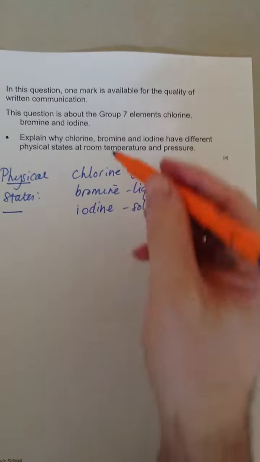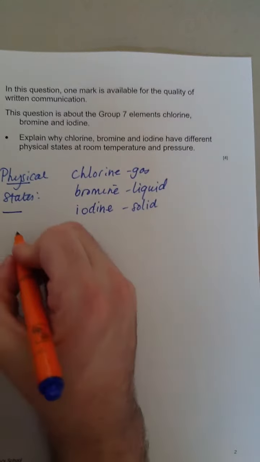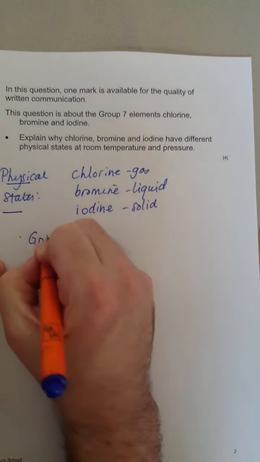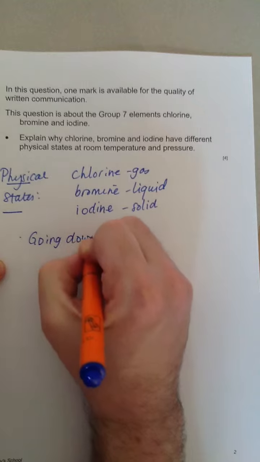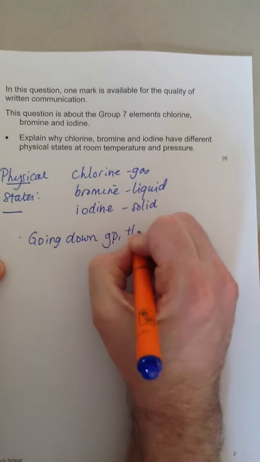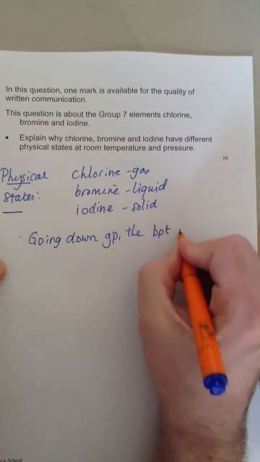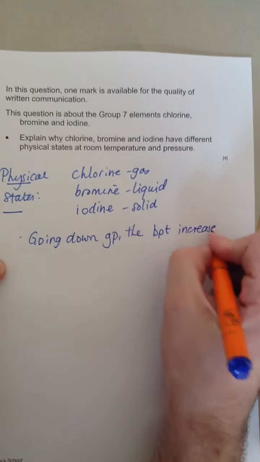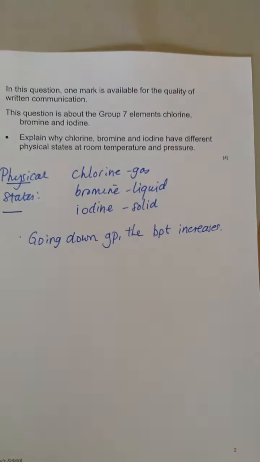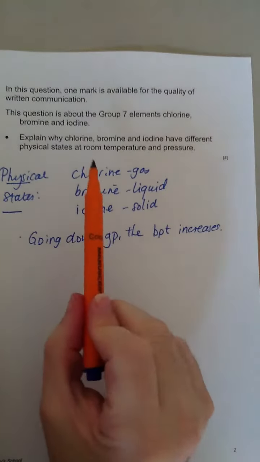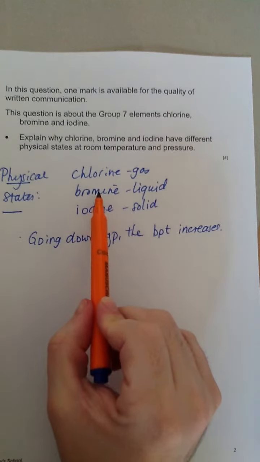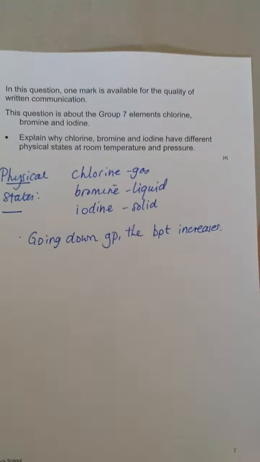So what can we say? As you go down the group, the boiling point increases. Now, when you're faced with this type of question, if you find that you can't remember why the boiling point increases, think about the difference in the number of electrons in chlorine, bromine and iodine. Think about how you can use that to explain why the boiling point increases.